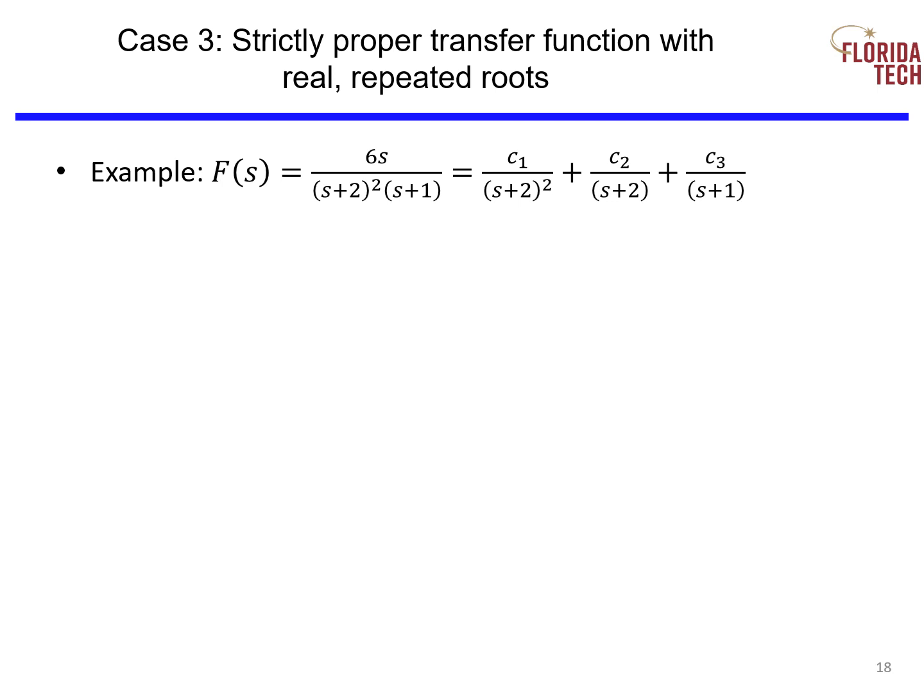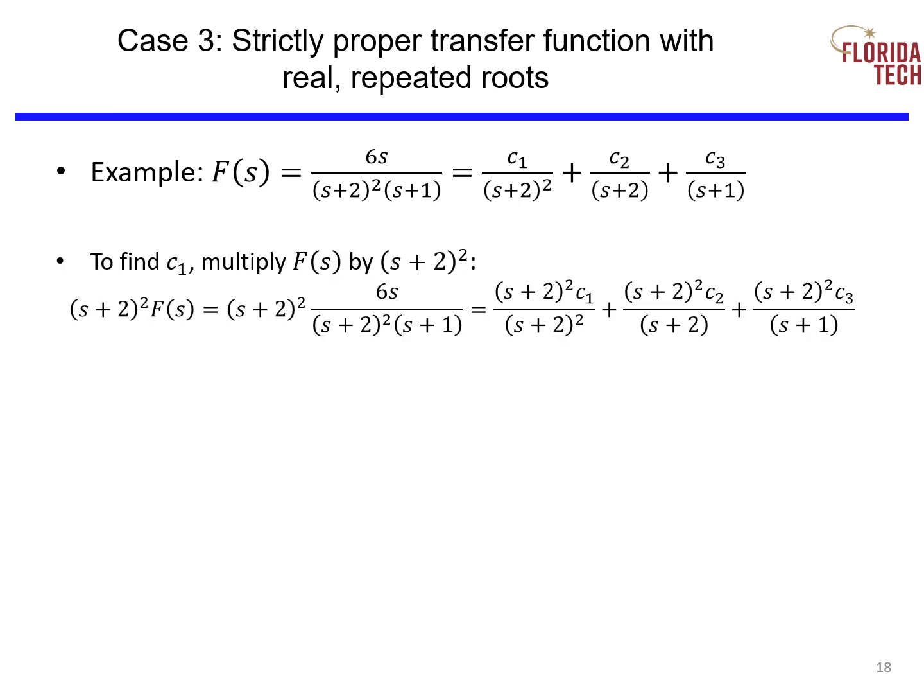The last case, case 3, involves strictly proper transfer functions with real repeated roots. The method of multiplying both sides by a factor, then evaluating at the root, can only work for one of the repeated roots. We'll need an additional method to handle the remaining repeated roots. The partial fraction expansion is shown on the right-hand side. Notice C1 is over s plus 2 quantity squared, and C2 is over s plus 2. In general, we'll need to determine as many constants in this fashion as the power of the repeated factor.